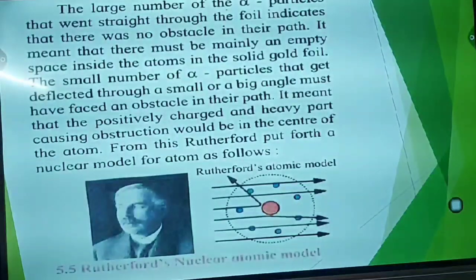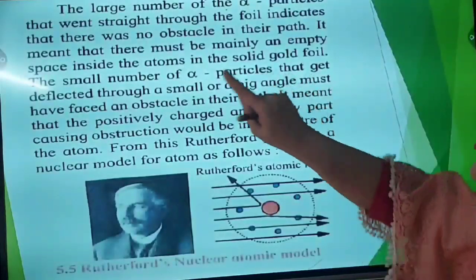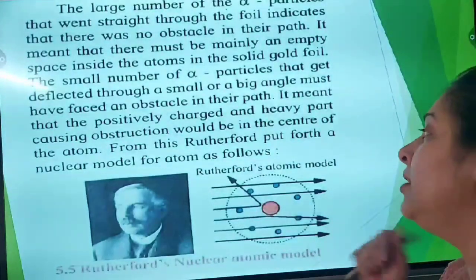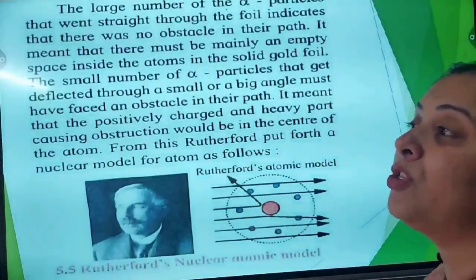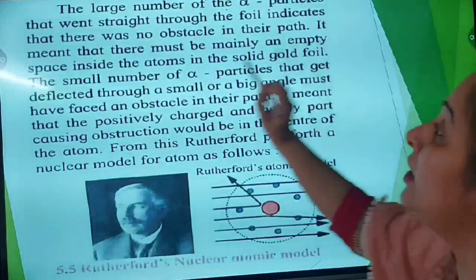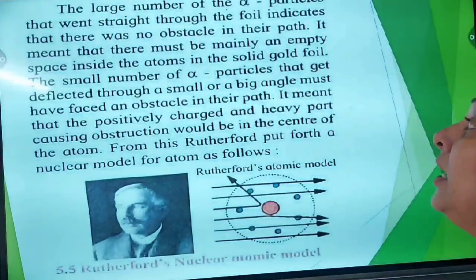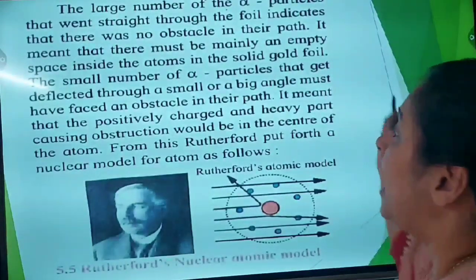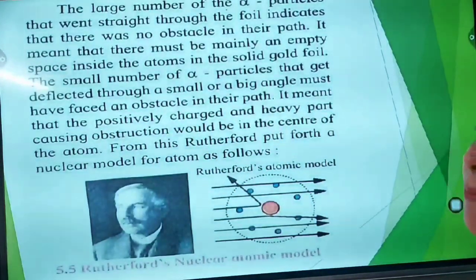The large number of the alpha particles that went straight through the foil indicates that there was no obstacle in their path. There were no positively charged particles everywhere as an atmosphere, or everything was not positive. It meant that there must be mainly an empty space inside the atoms in the solid gold foil. The small number of alpha particles that get deflected through a small or a big angle must have faced an obstacle in their path.